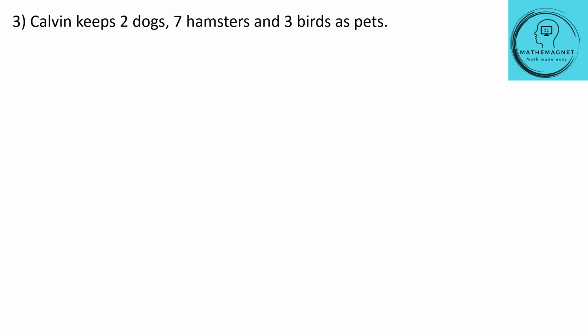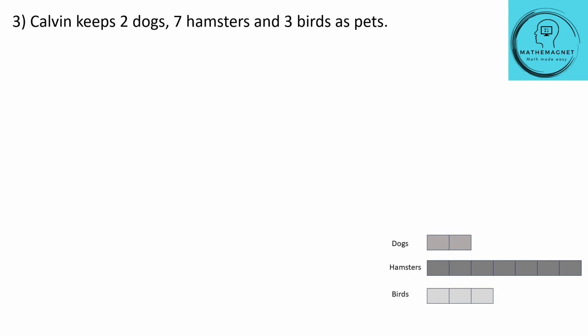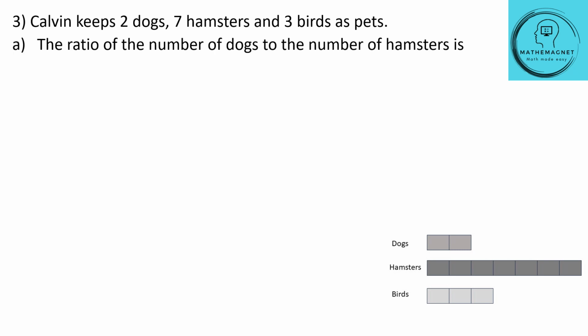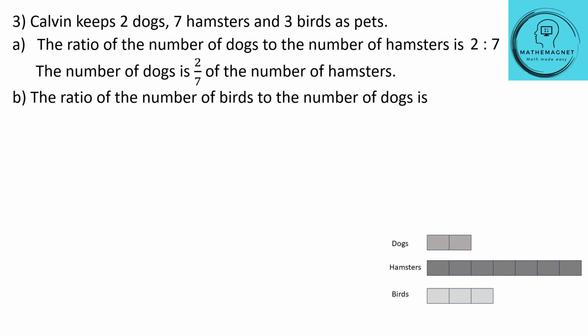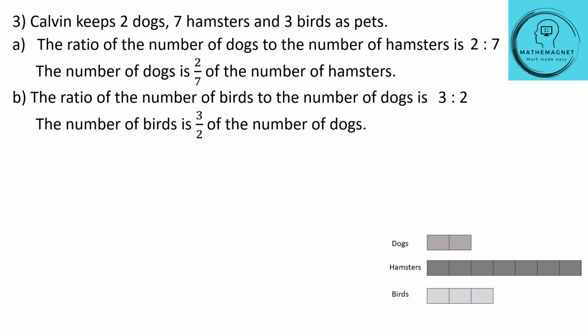Question number 3. Calvin keeps 2 dogs, 7 hamsters and 3 birds as pets. So the bar model will be like this: 2 dogs, 7 hamsters and 3 birds. So the ratio of the number of dogs to the number of hamsters is 2:7. The number of dogs is 2/7 of the number of hamsters. The ratio can be written as a fraction, like 2:7 can be written as 2/7. The ratio of the number of birds to the number of dogs will be 3:2. So the number of birds is 3/2 of the number of dogs.